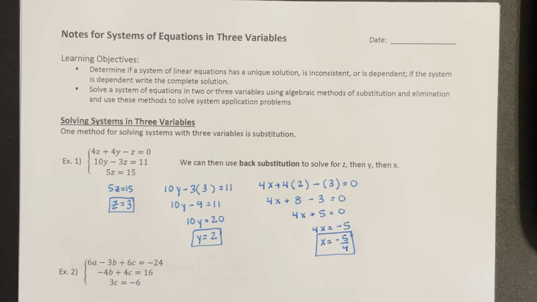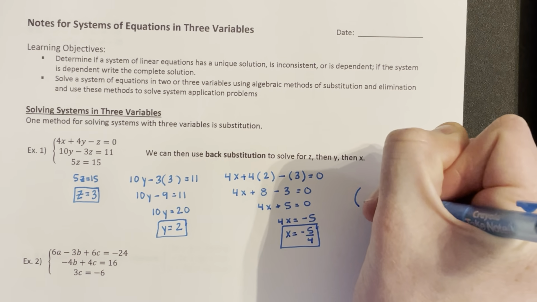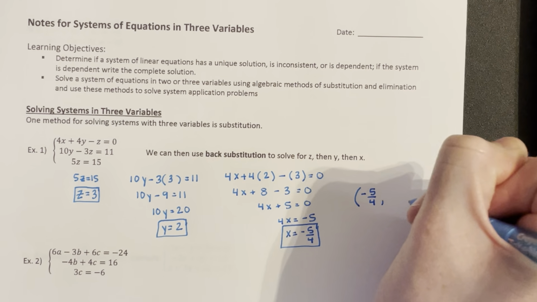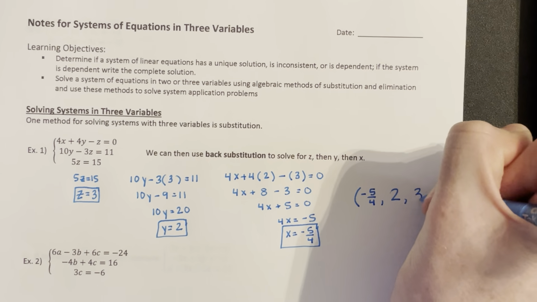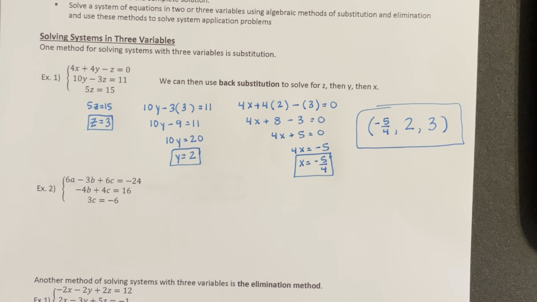We found all three variables using that method, and then we just write it out as our point. But this point has three parts. So it's negative 5/4 for x, then y is 2, then z is 3. So go ahead and pause and try number 2 that same way.